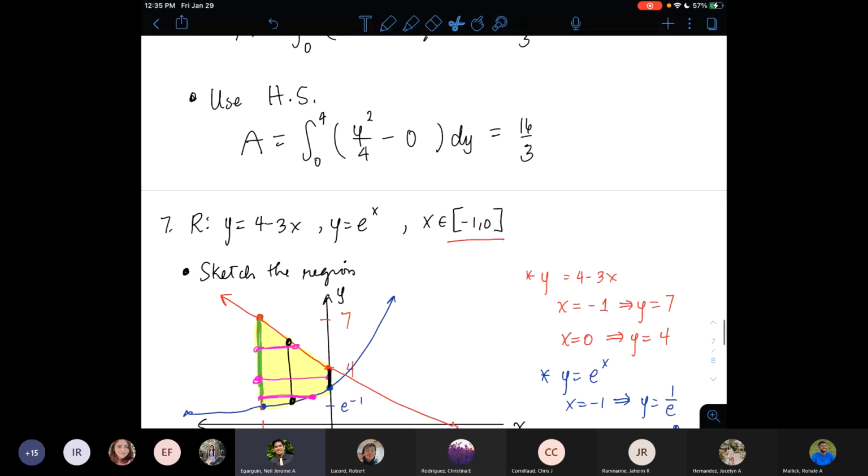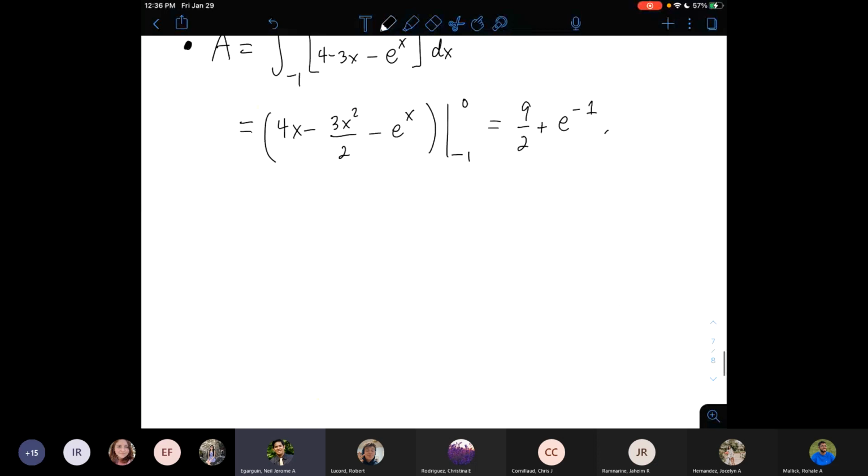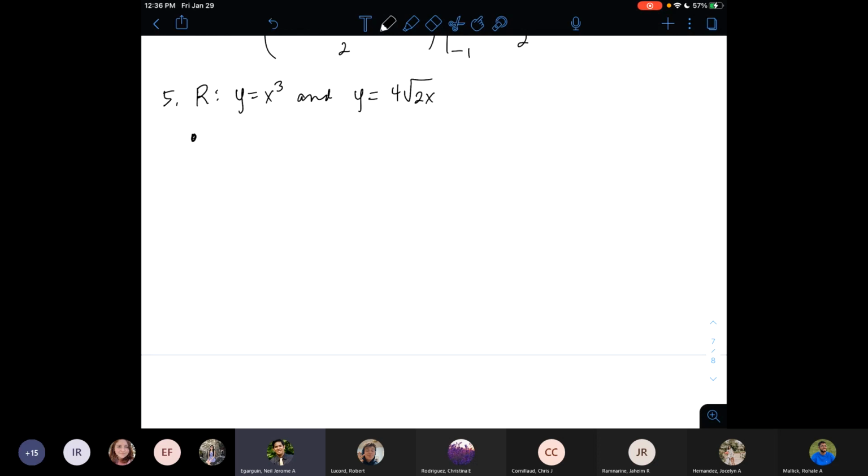Let's try number 5. Did I do number 5? Not yet. Yeah, let's do number 5. So for number 5, the region is bounded by y equals x cubed and y equals the fourth root of 2x. Okay, all right. So first step, sketch the graph.